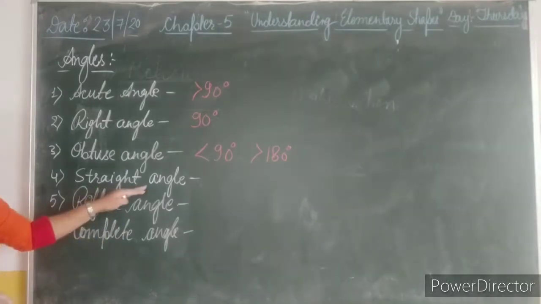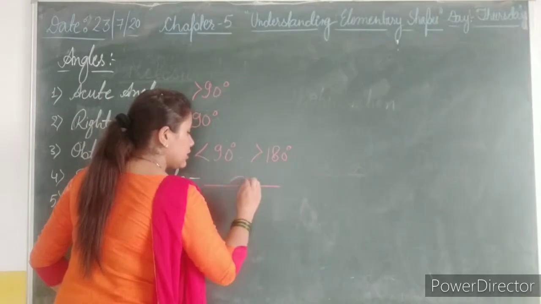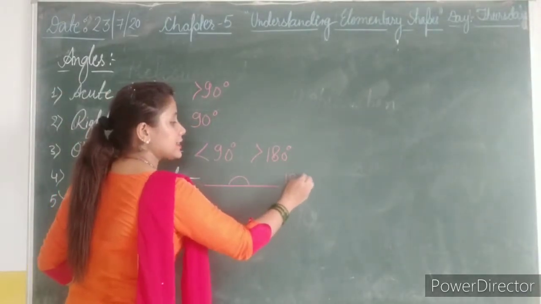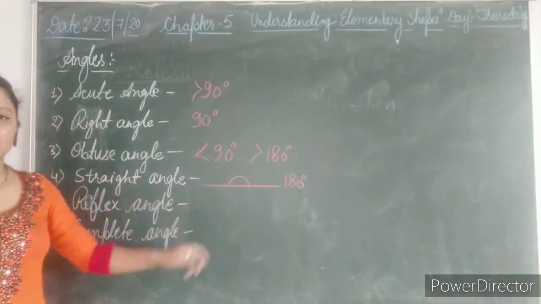Next is straight angle. As the name suggests, straight angle, that is your 180 degree angle. So an angle which is exactly 180 degrees, that is your straight angle.